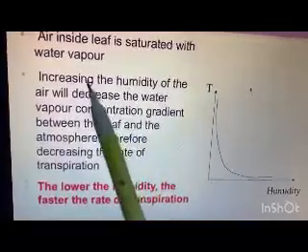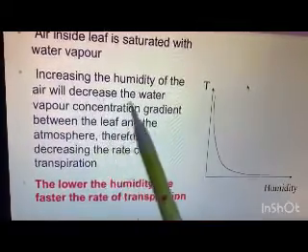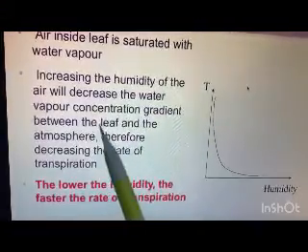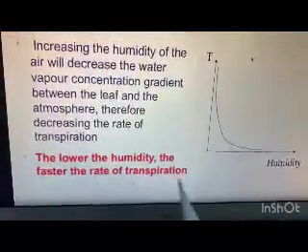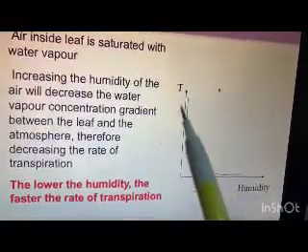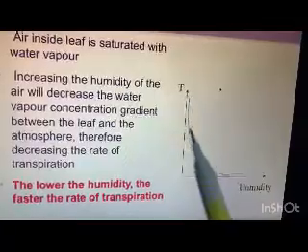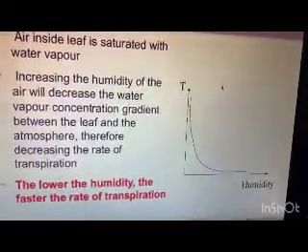Because of the increase in the humidity of the air, it will decrease the water vapor concentration gradient between the leaf and the atmosphere. The lower the humidity, the faster the rate of transpiration. This is the transpiration and this is the humidity. The lower the humidity, the faster the transpiration process.